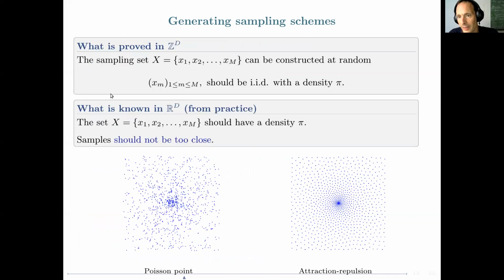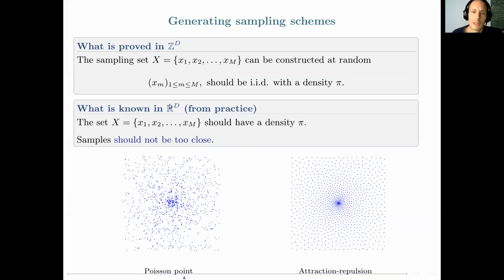So what is proved in R^d, in compressed sensing, is that the optimal way to generate a sampling set is to draw the points x_1, ..., x_m at random, independently, with a certain density that is higher at the center of the k-space than in the high frequencies. Now, if you work in R^d, the situation is a bit less clear. I don't think that the theory is complete yet.